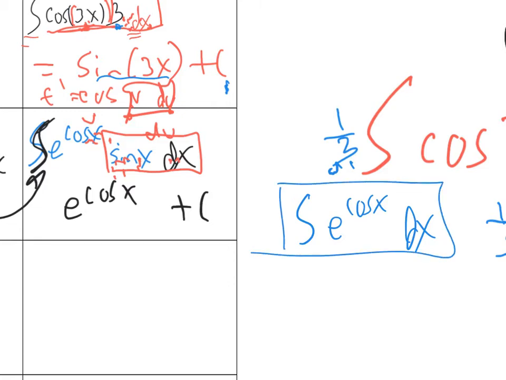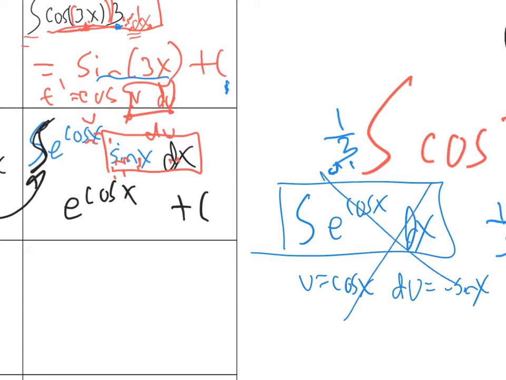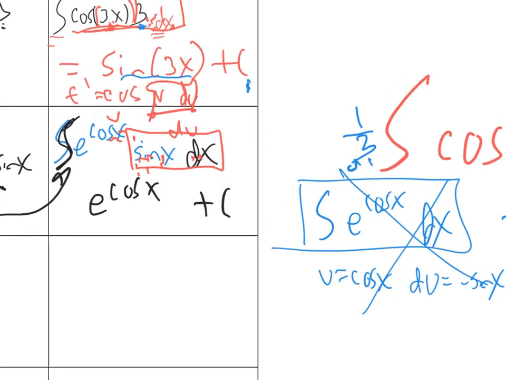I can't even create the du. If u equals cosine of x, I need to have the du, which would have been the negative sine of x. I don't have it. I just didn't have it there. So this would not be doable with my u substitution.